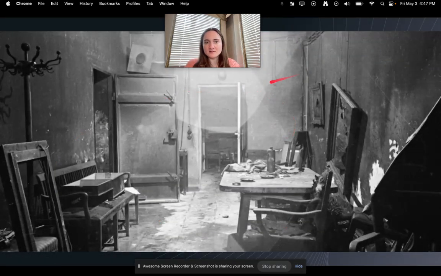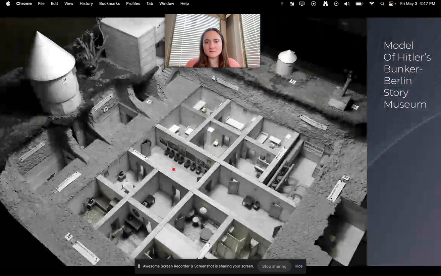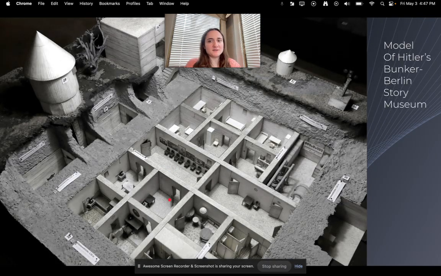Here's a diorama of his bunker. You can see it had living spaces, office spaces, and sleeping spaces.